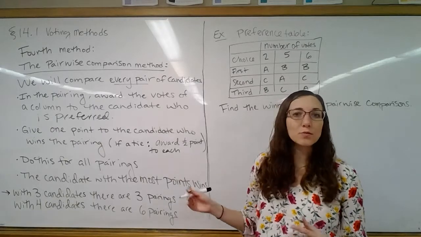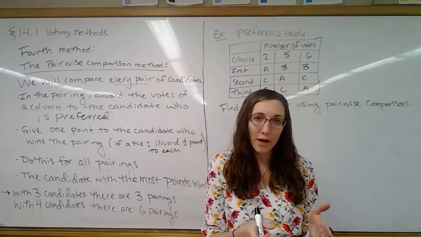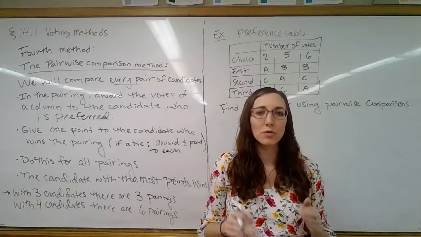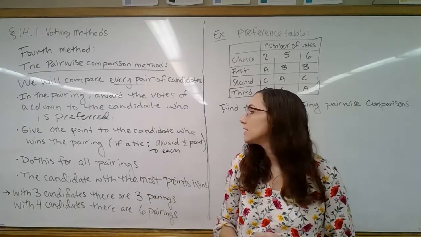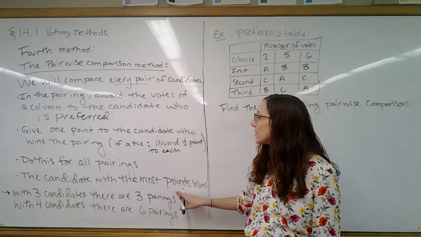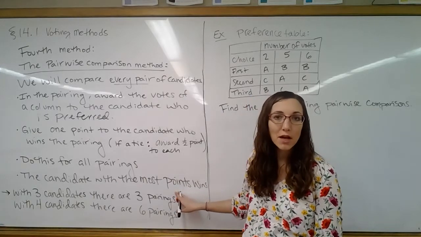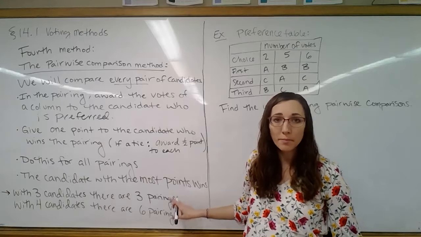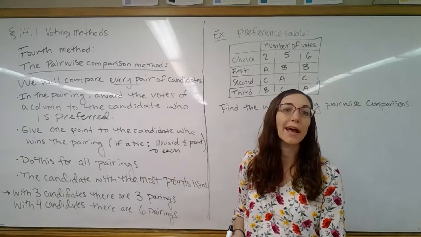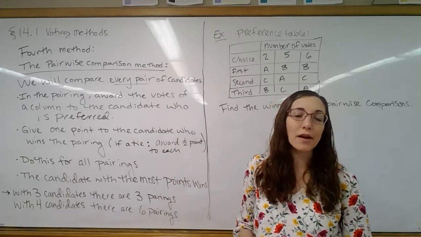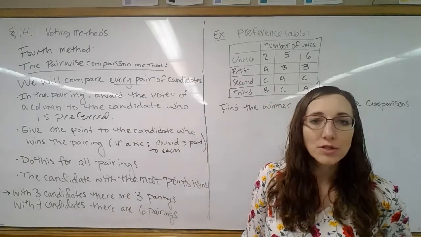So what we're going to do then is we will do that for every pairing. Every time you finish a pairing, we'll give out points. And so then at the end, we'll have a tally of points, and the candidate with the most points wins. So the one who wins the most head-to-head elections. So compared head-to-head to all the other candidates, they won the most times.